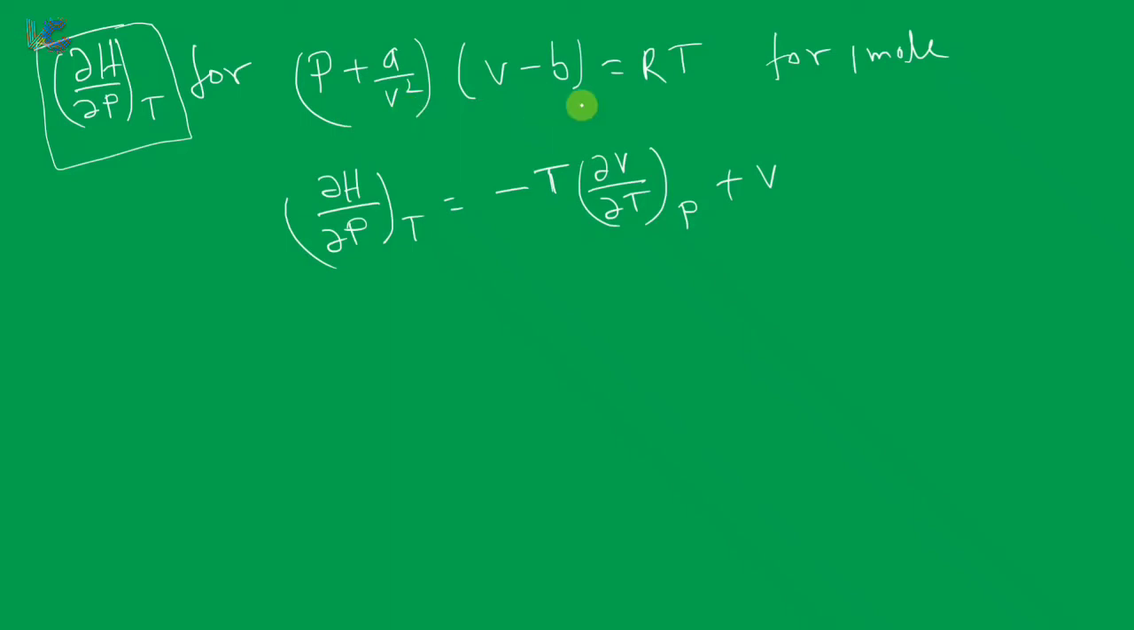That means for van der Waals gas you have to measure this quantity ∂V/∂T at constant P, and when you measure this quantity, then you will get the value of ∂H/∂P at constant T. Now let me tell you, if I do this derivation, then this is a very long derivation and the video will be too long.